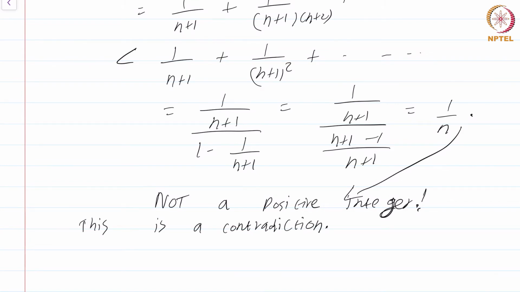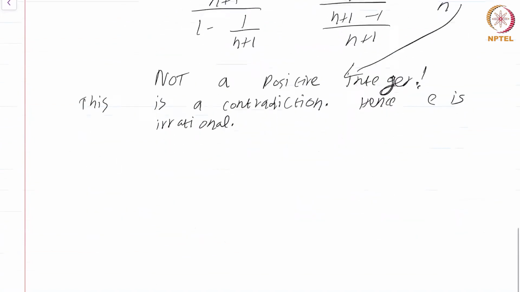Hence e is irrational. So just some little bit of manipulation with infinite series immediately gave us the fact that the number e is not going to be a rational number. Okay, this was a nice proof.